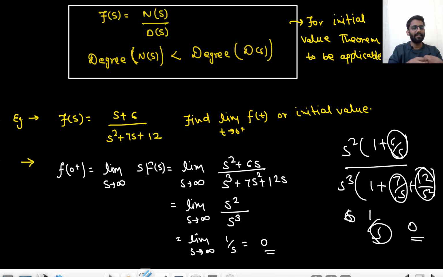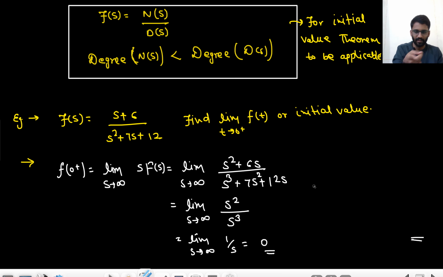Also you can think like this: s square will be very large, so just replace it with s square, and s cube will be very large, so just replace it with s cube. Most students solve by the other method, but I usually solve like this. So your f(0 plus) is 0, so your initial value is 0. Without finding the time domain function, you can tell that the initial value will be 0. The graph will start from 0 at t equals 0. So this is the initial value theorem.